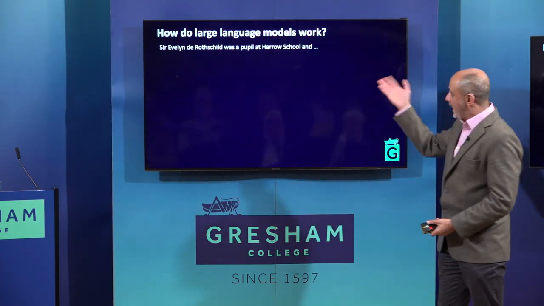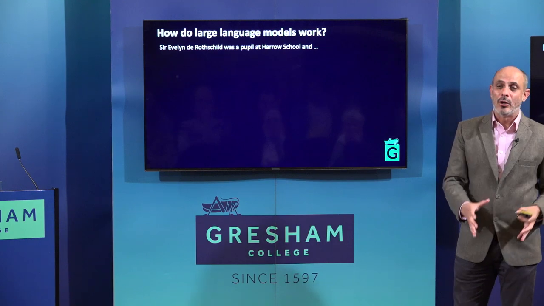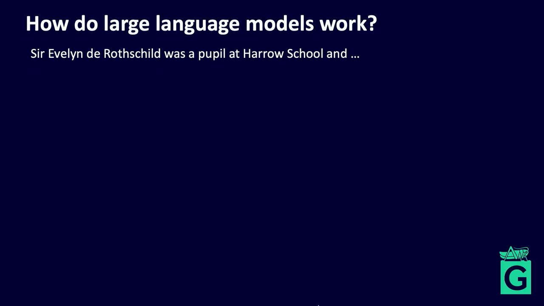But let's take an example now to see how it actually works. Sir Evelyn de Rothschild was the person who donated money to fund my chair. So I tried typing that in. Complete the sentence: "Sir Evelyn de Rothschild was a professor at Harrow School," and complete it, right? So what does it do?